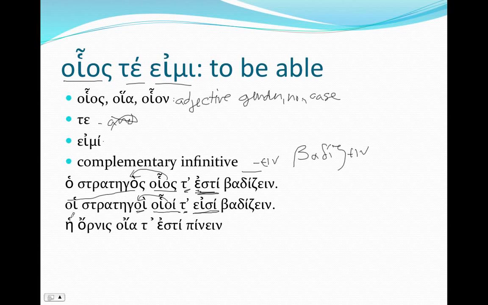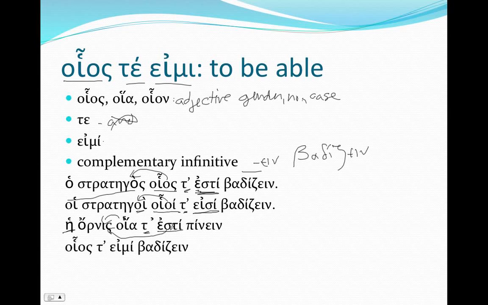And if our subject is feminine, ἡ ὄρνις οἵα τ' ἐστὶ πίνειν, the bird, οἵα, that should be a rough breathing there, οἵα, because ὄρνις in this case is feminine, the bird. Οἵα τε, ἐστί, singular, because the bird is singular, πίνειν. The bird is able to drink.